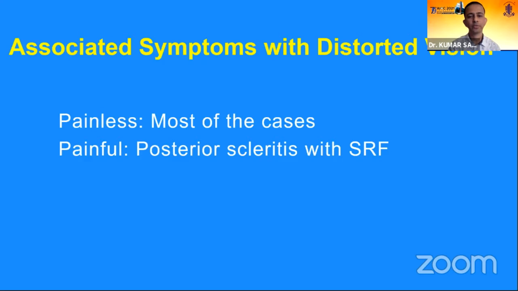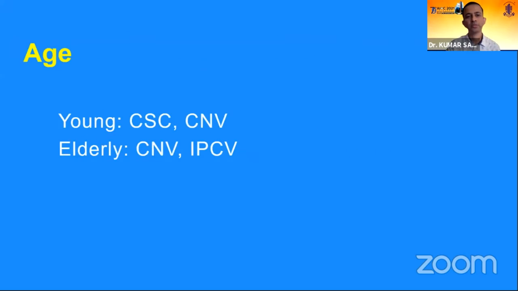So coming back to the distorted vision, it can be painless, which is the most common scenario, and it can be painful when sometimes there is subretinal fluid along with posterior scleritis. Then the patient may simply complain of distorted vision with 6/6 Snellen's acuity and some pain on eye movements. Similarly, if the patient is young, then he probably has some central serous chorioretinopathy or choroidal neovasculopathy, or if the patient is elderly, he or she may have CNVM or IPCV as causing distorted vision.